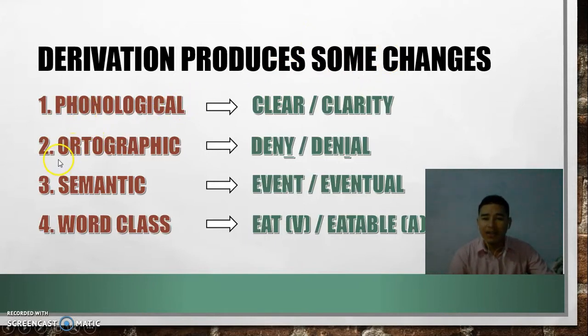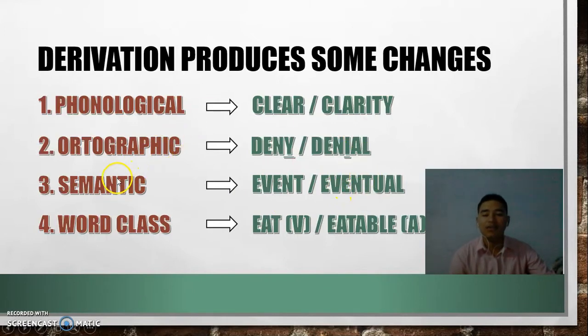We've got a second change, which is orthographic change. We've got the word deny, which ends in Y. This is underlined here. And we've got the new word denial. So there is an orthographic change from Y to I plus AL. The third change is a semantic change. In this case, we've got the word event that goes to eventual.